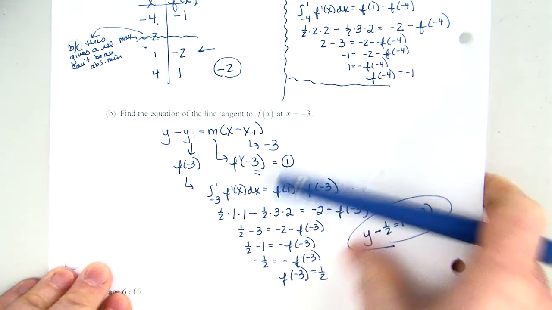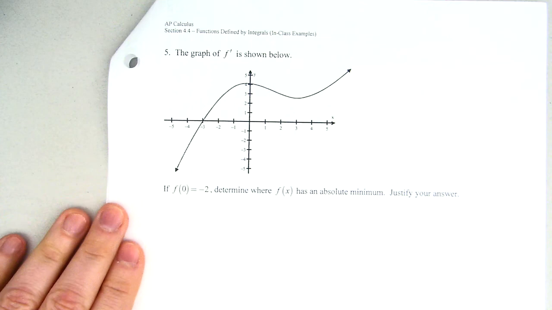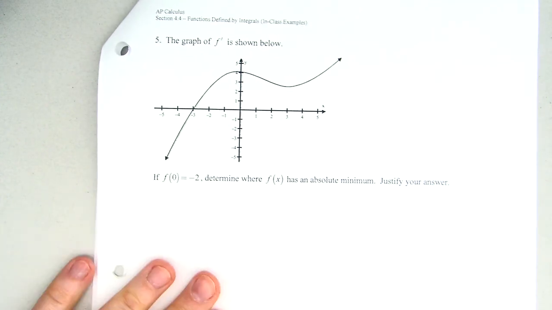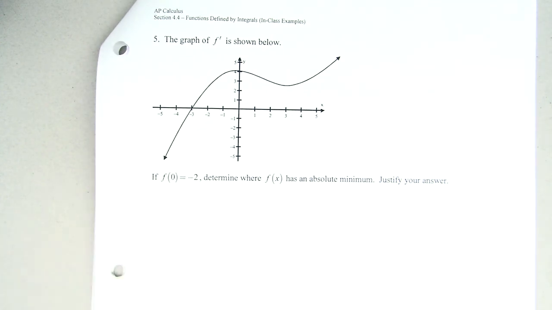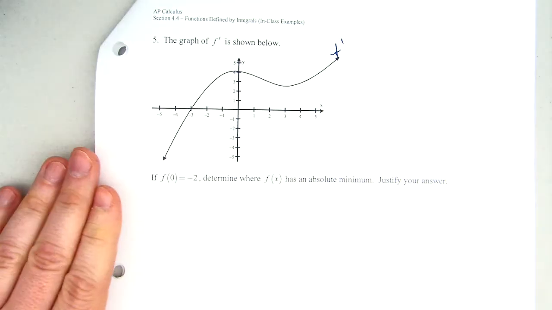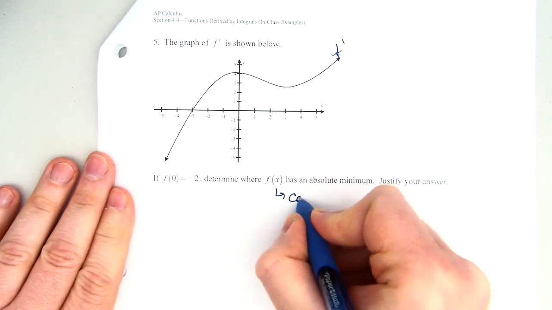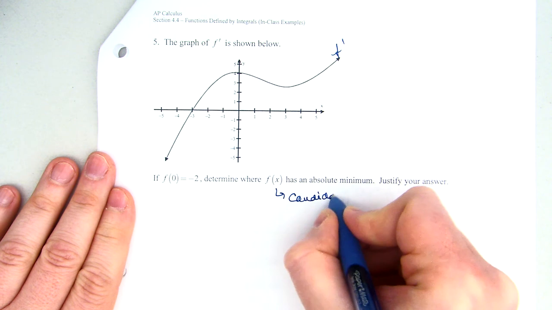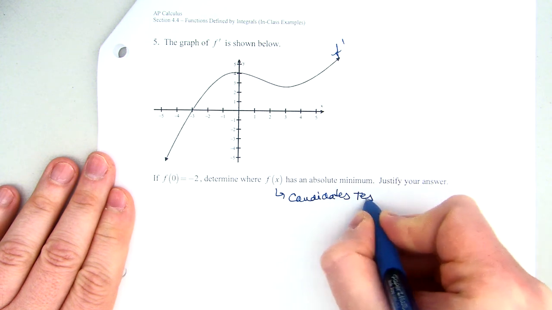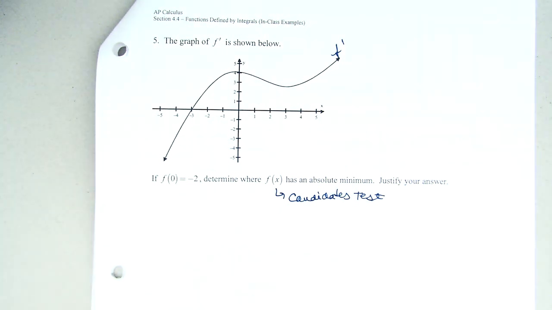One more. Oh, there's only one part to this. We've got f prime. I want to know where f of x has an absolute max. Candidate's test. But I've got a problem.